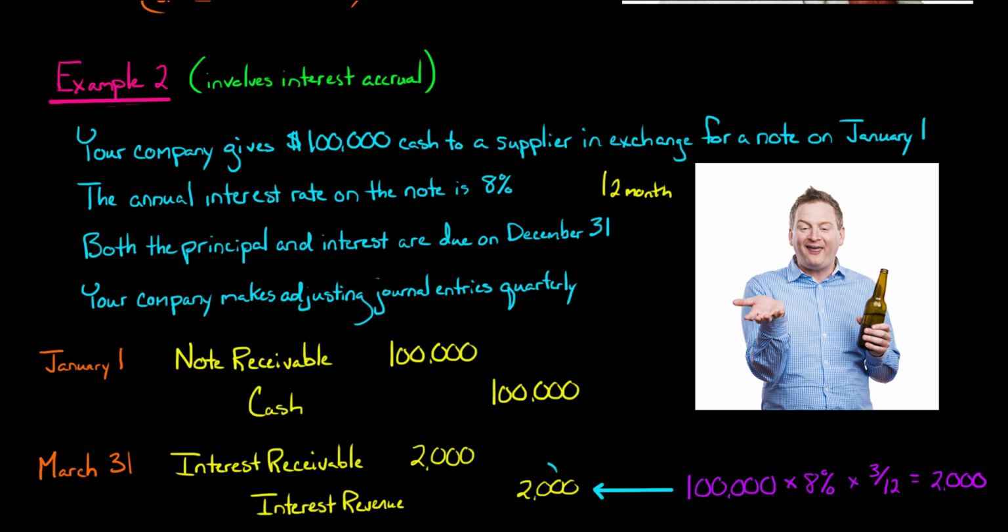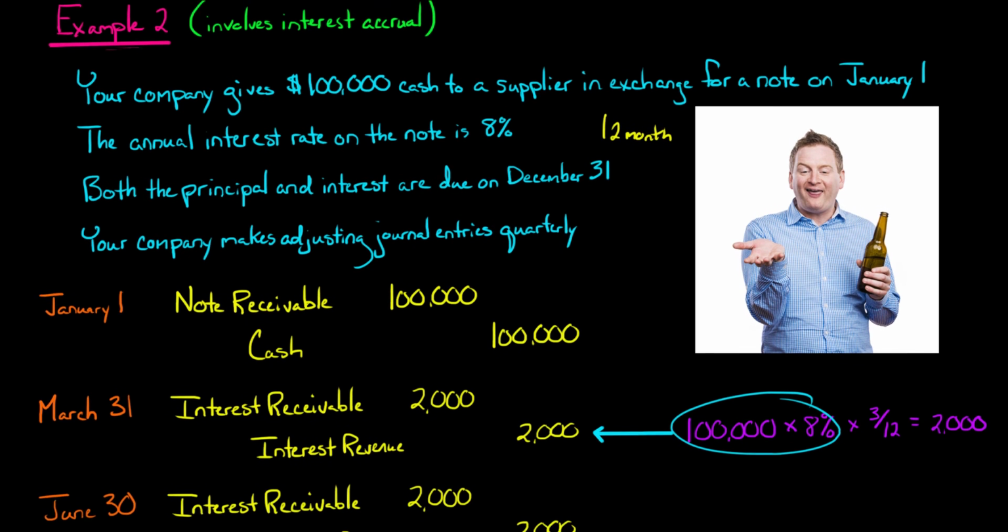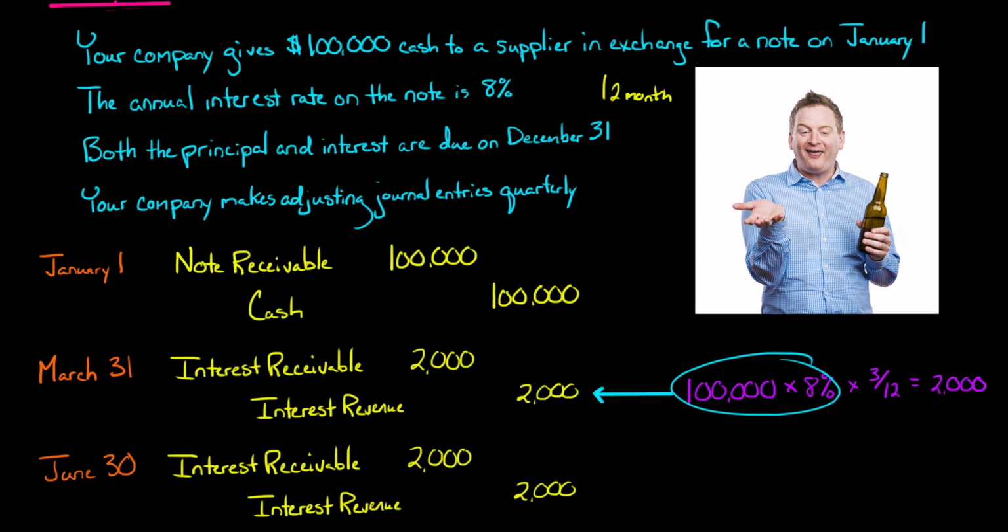Now, if you're wondering how I came up with the number $2,000, we take the $100,000 that you lent out, multiply it by 8%. But remember, that is an annual interest rate. So $8,000 would be the interest for the whole year. But only 3 months have passed, so only 3 months of interest have been earned. So we take 3 months out of the 12, so 3/12 times 8,000 is 2,000. So that's where I came up with that number, 2,000. Okay, so your company is going to accrue interest revenue of 2,000, but hasn't received any cash yet.